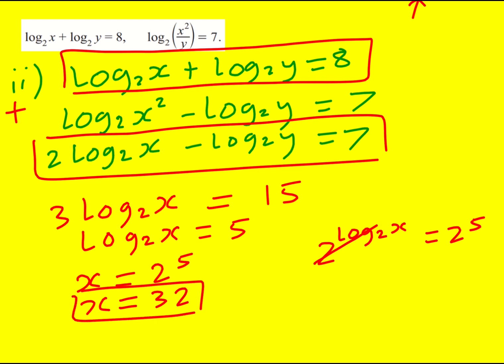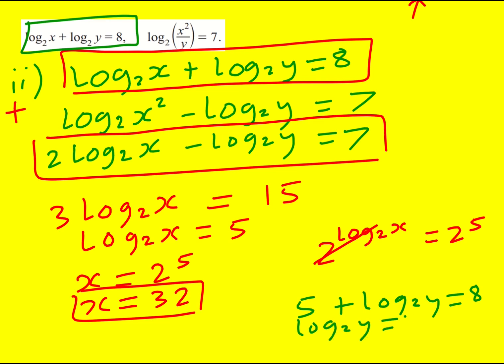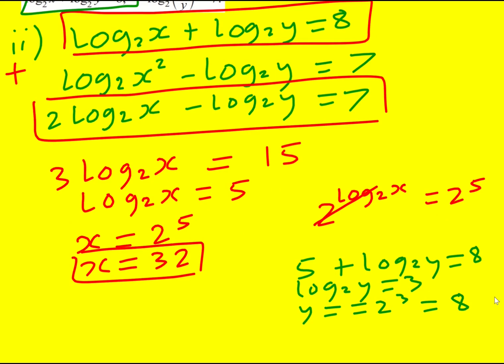I'm not quite done. Right, I can just substitute back in, and this is the simplest one to substitute back into. So log to base 2 of x, remember I know that is 5. 5 plus log to base 2 of y is equal to 8, which means log to base 2 of y is equal to 3, which means y is equal to 2 to the 3, which is 8. Sorry, I accidentally wrote equals twice. Okay, nice.